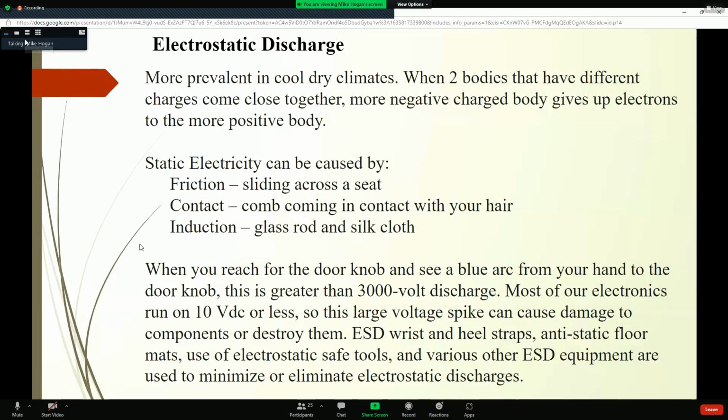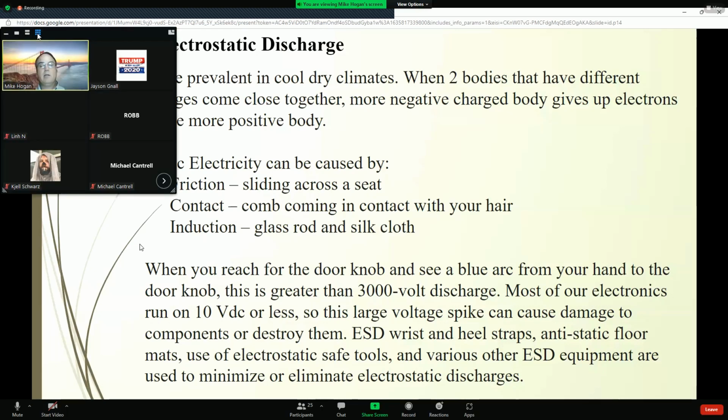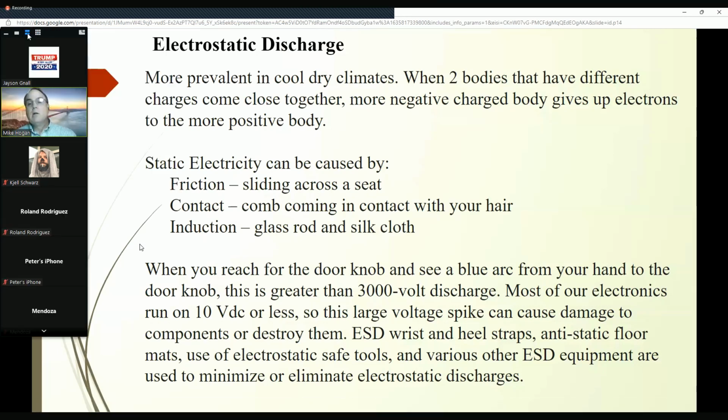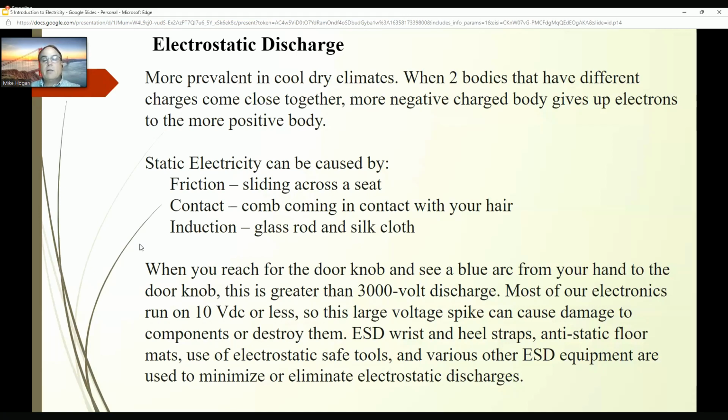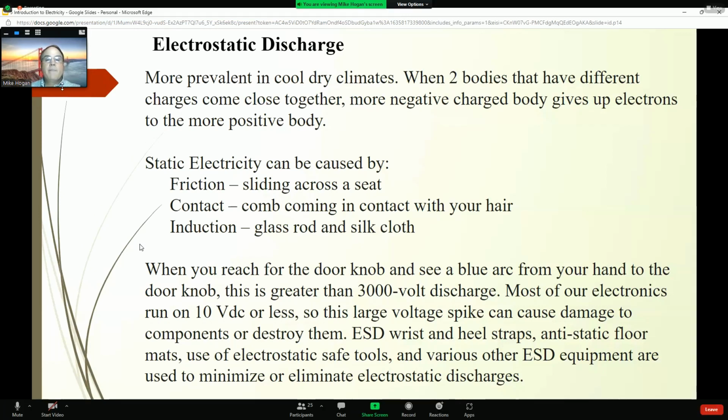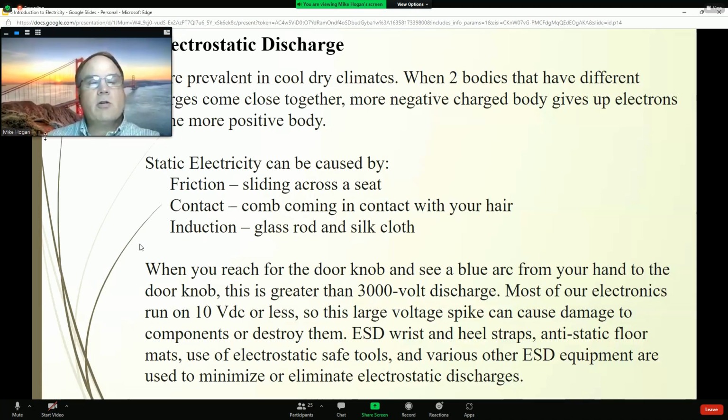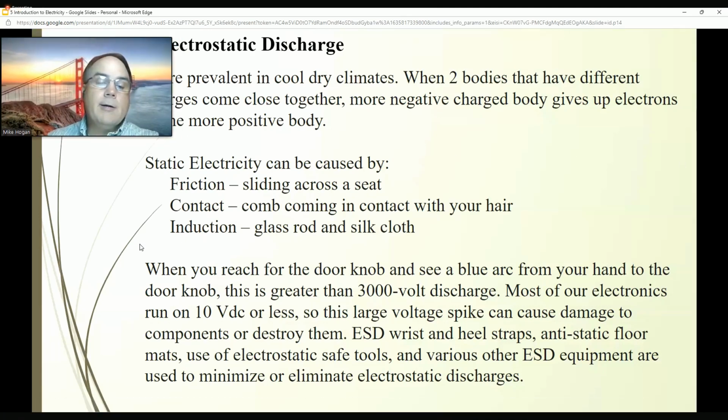If you had a discharge across a resistor, it's not going to do any damage. A capacitor, it's not going to do anything to a capacitor. However, if you're talking about some of these integrated circuits where the circuitry is so small, it could do some damage.